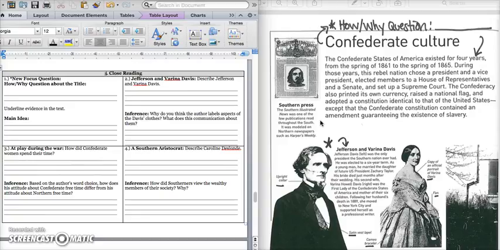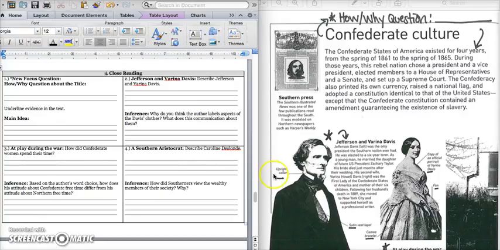Go back in your text, underline the answer. How does the author describe Confederate culture? And when you're finished, write your main idea in the box. You can press pause as you're doing this, and then play when you're ready for box 2.